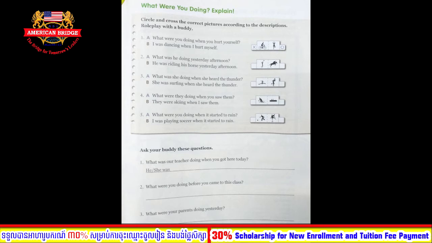Now have a look at the bottom of page 109. Ask your buddy these questions. So you need to learn how to ask questions to your friends, okay? So here it is. What was our teacher doing when you got here today? You can make up an answer to these questions. There are 3 questions. Number 2, what were you doing before you came to this class? Number 3, what were your parents doing yesterday? Okay? So it's pretty easy and simple, right?